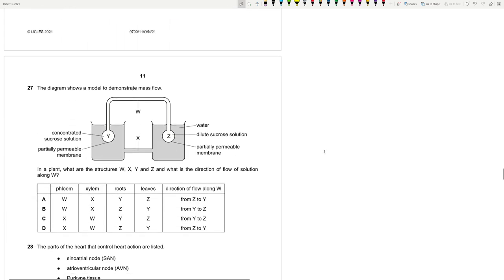27. The diagram shows a model to demonstrate mass flow. In a plant, what are the structures W, X, Y, Z, and what is the direction of flow of solution along W? Okay.